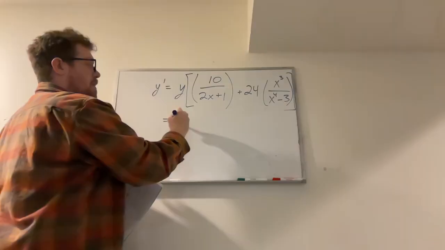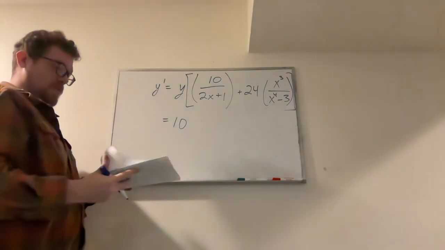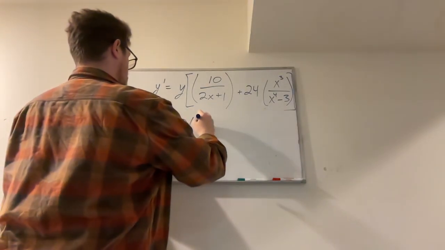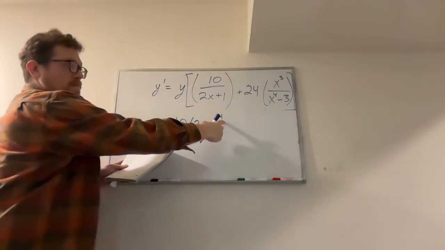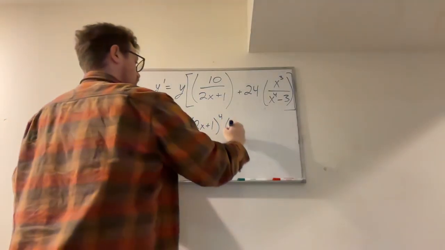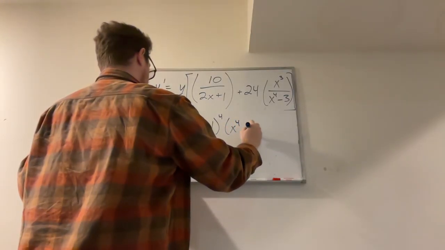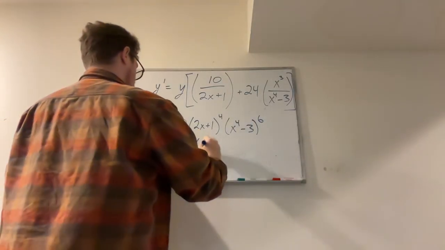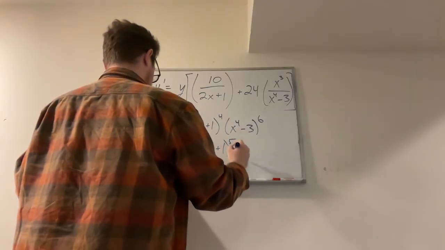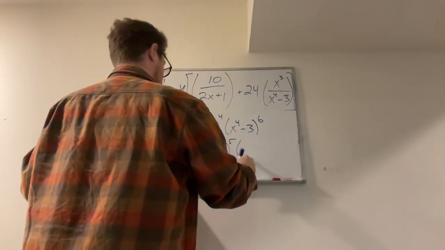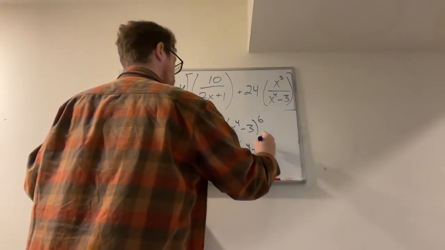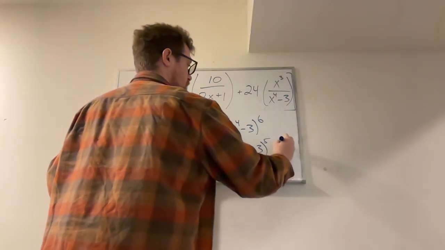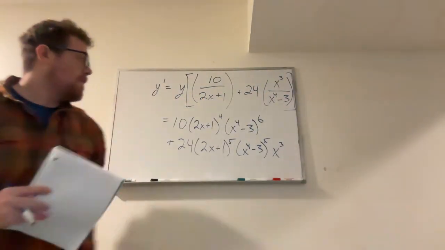So the first term, we just get 10 times 2x plus 1 to the, so we had to the 5th, but now we divided by one of them, so we have to the 4th, times x to the 4th minus 3 to the 6th, plus 24 times 2x plus 1 to the 5th, times x to the 4th minus 3 to the 1 less power, because it was to the 6th, now it's to the 5th, and then we're going to get that x to the 3rd term also, which just comes from up here. So this is the final answer.